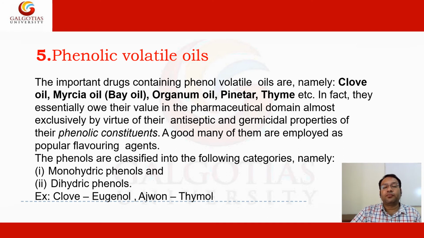A good many of them are employed as popular flavoring agents. The phenols are classified into the following categories, namely monohydric phenols and dihydric phenols. Example: clove, which contains eugenol, which has a very good property for toothache and as an analgesic, also used for flavoring purposes. Ajwain contains thymol.